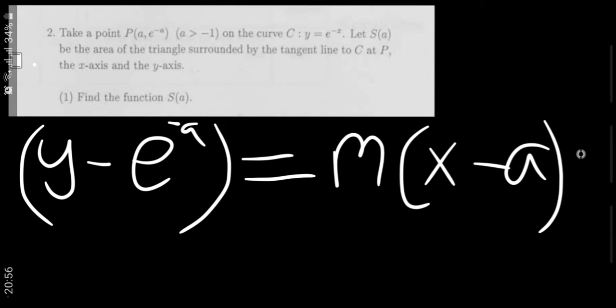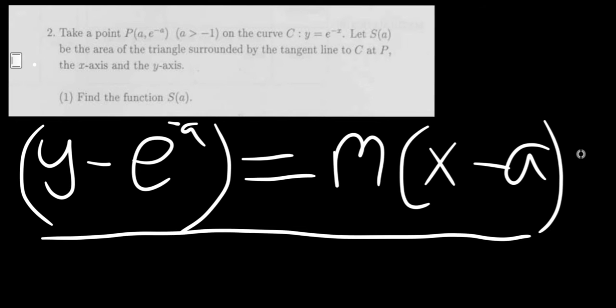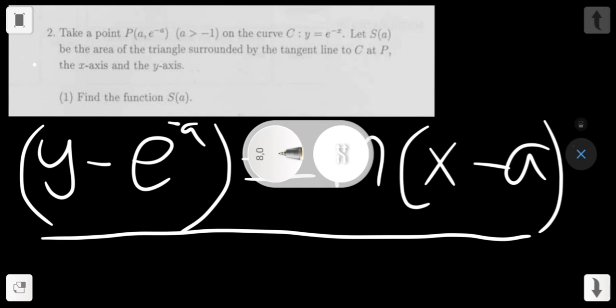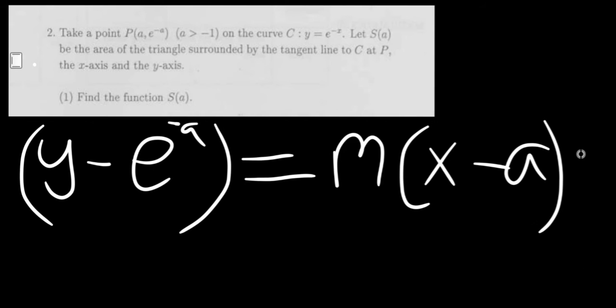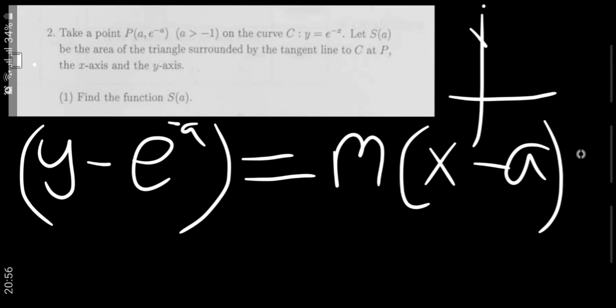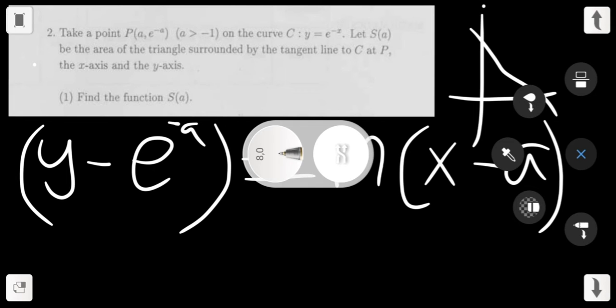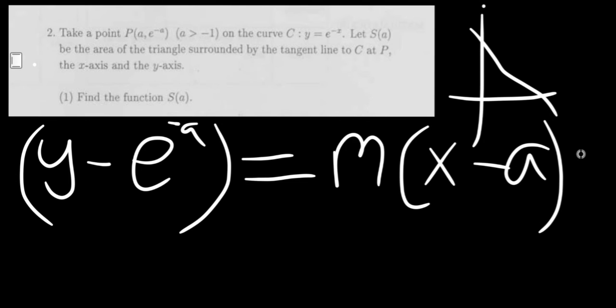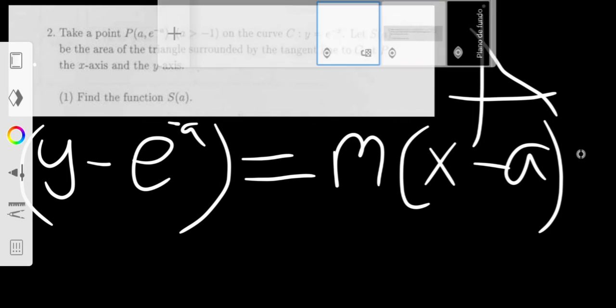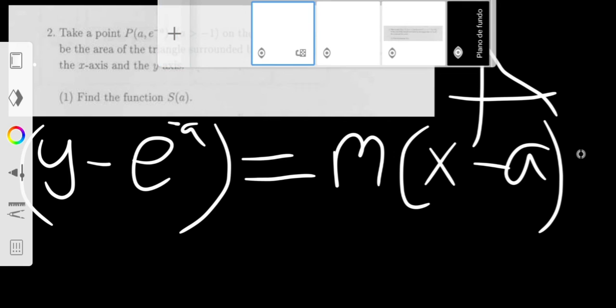The idea now is to find the value of m. Remember, if we find the value of m, we have everything in this line. It's the only thing that we are missing. If we find it, we can find where it intersects the y-axis and the x-axis, and by that we can find the area. So I need you to know why I am trying to find what I am trying to find. So how do we find the m?